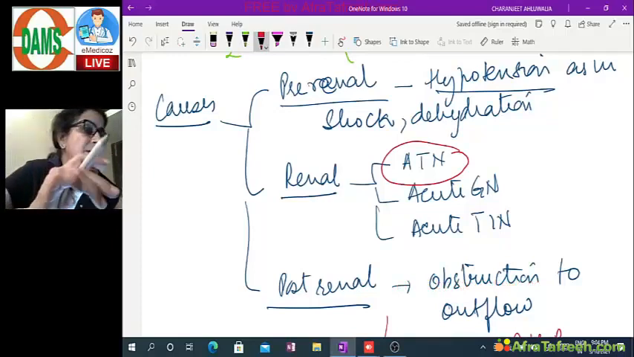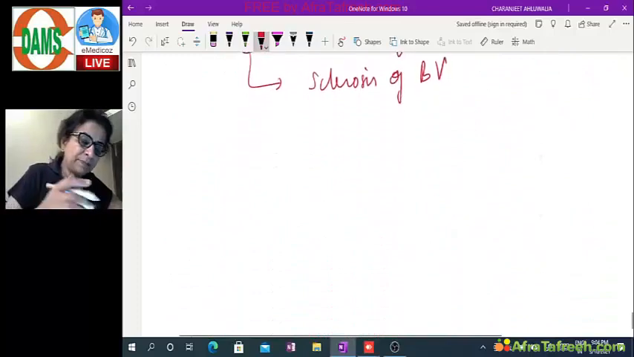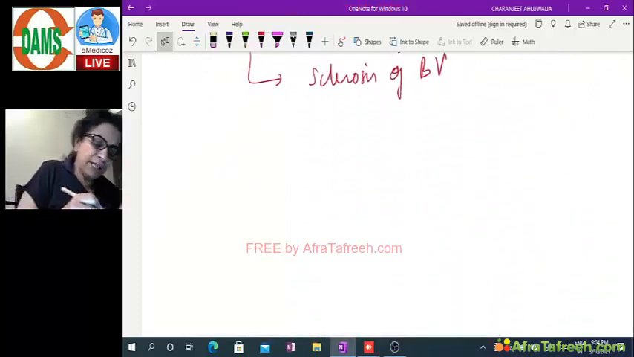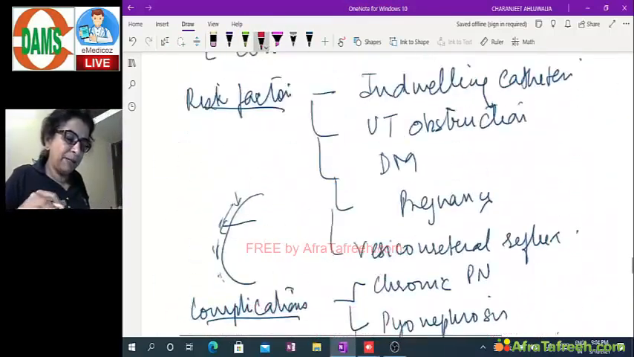So now if you have any questions, Muskan had asked me a question. Muskan asked about C3 levels. Okay, I'll go back to that part again.